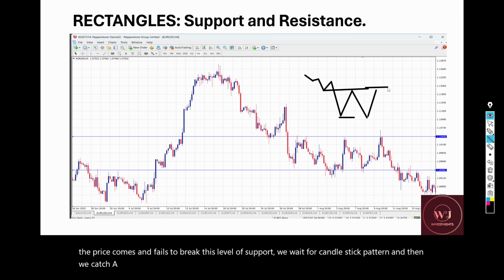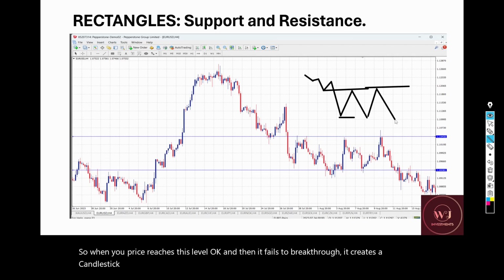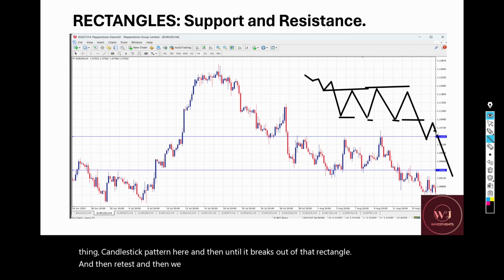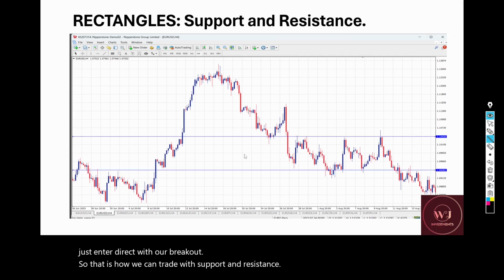So when the price reaches this level, and then it fails to break through it, to create a candlestick pattern which is bearish, then we could make a trade up to this level. Still the same thing, candlestick pattern here, and then until it breaks out of that rectangle, and then retest, and then we could make a short trade. So we can wait for a retest, or we can just enter direct with a breakout. So that is how we can trade with support and resistance on the rectangles.